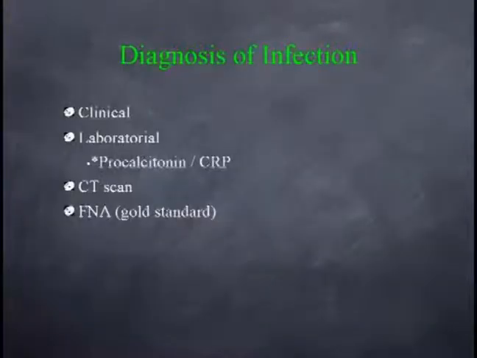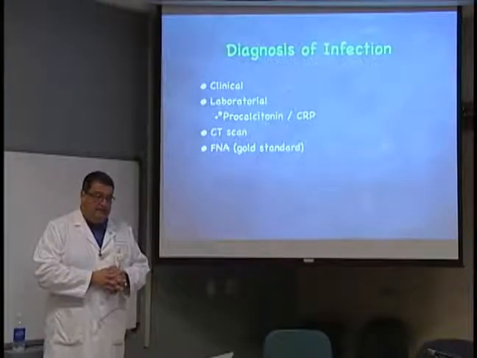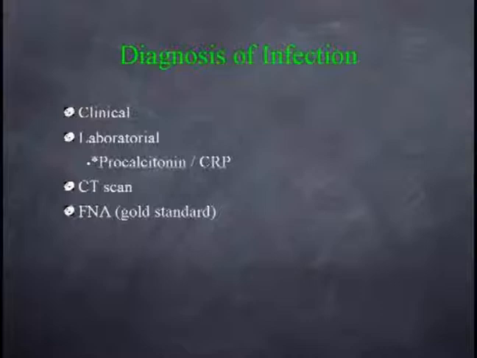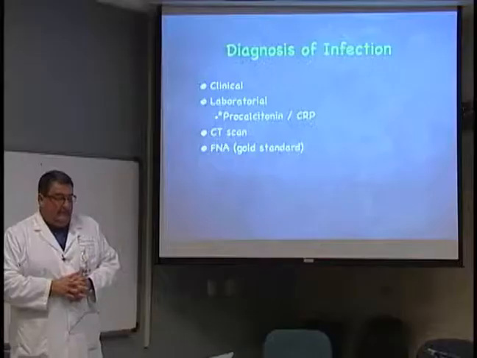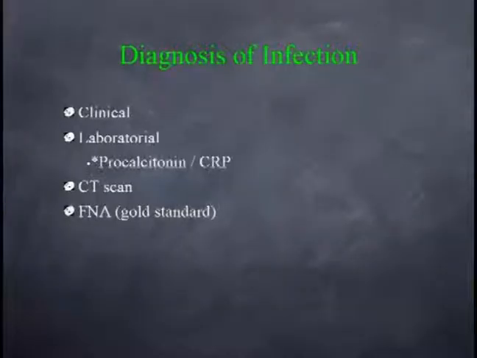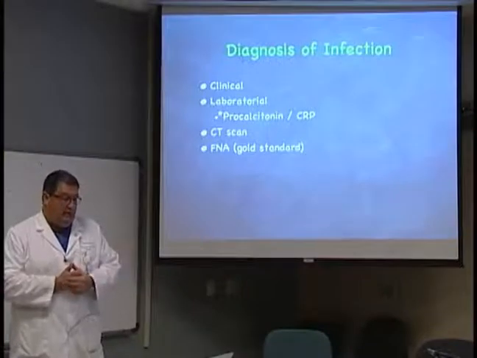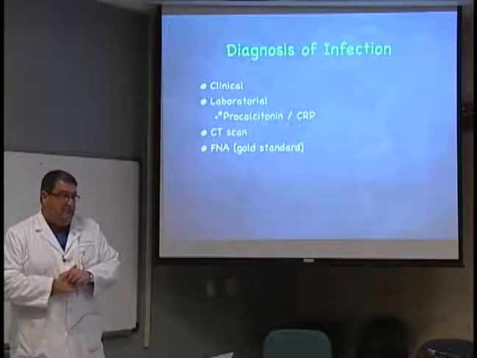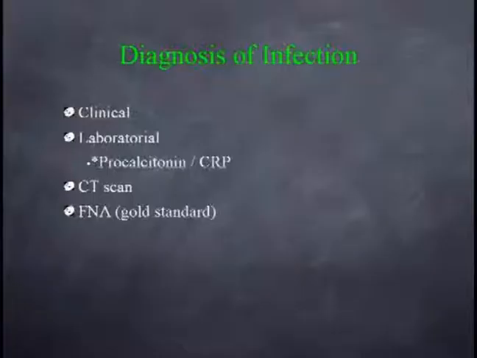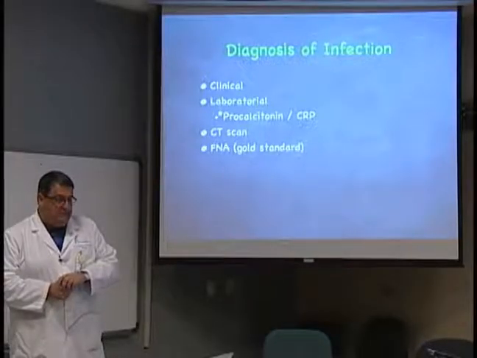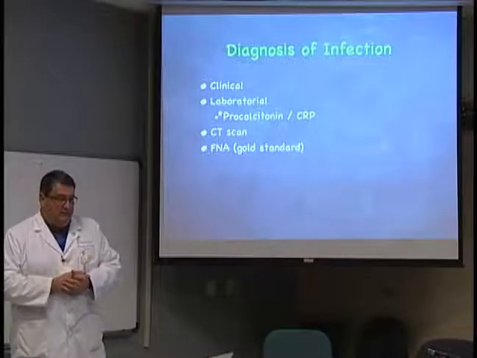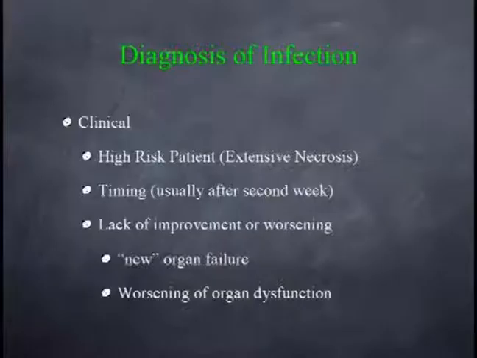Now, how do you make the diagnosis of infection is another issue that has created some confusion over time. You can make the diagnosis of infection by looking at clinical parameters, but we know that those are not very sensitive. The new kid on the block, if you will, is using procalcitonin as a laboratory test to suspect infection. I'll show you some data. Traditionally, we've used C-reactive protein as another measure. On CT scan, you may find some indication of peripancreatic infection or infected necrosis. I'll show you some images. But the gold standard is really sampling the necrotic tissue, sending it for culture, and having a positive result. So fine needle aspiration is still the gold standard for the diagnosis of infection.